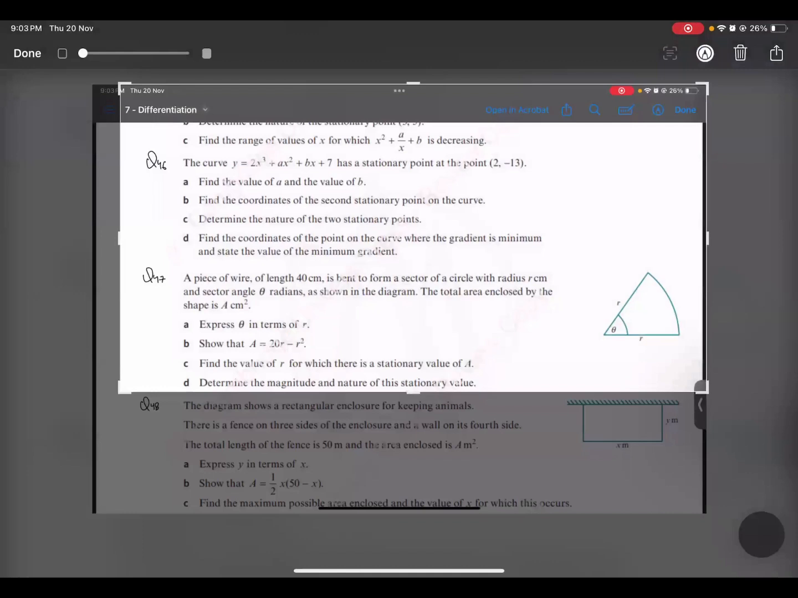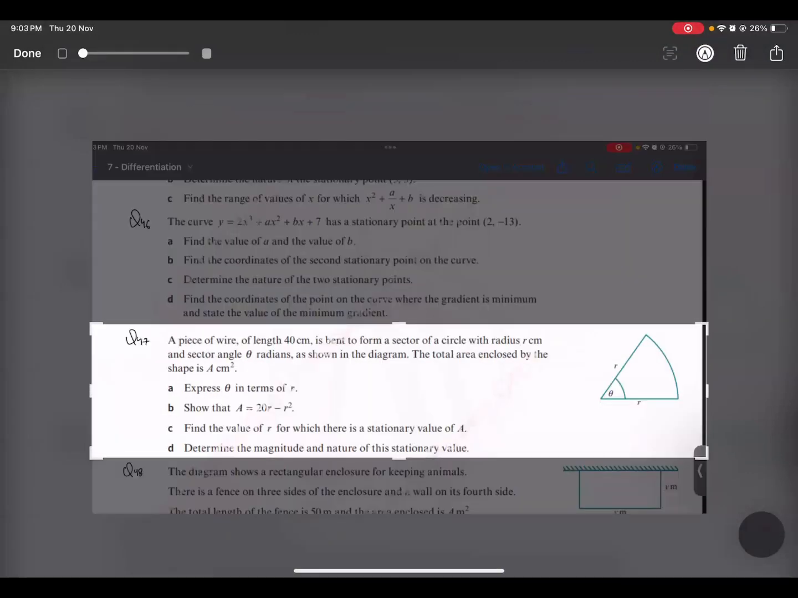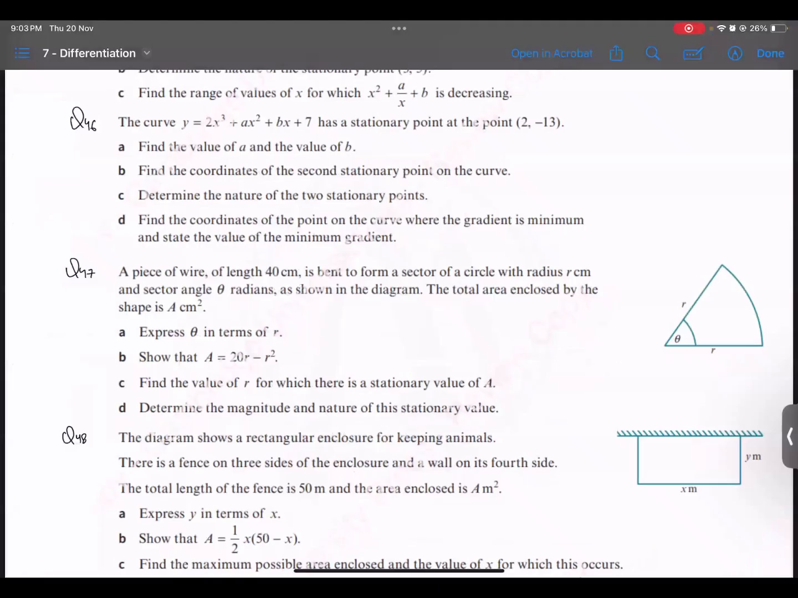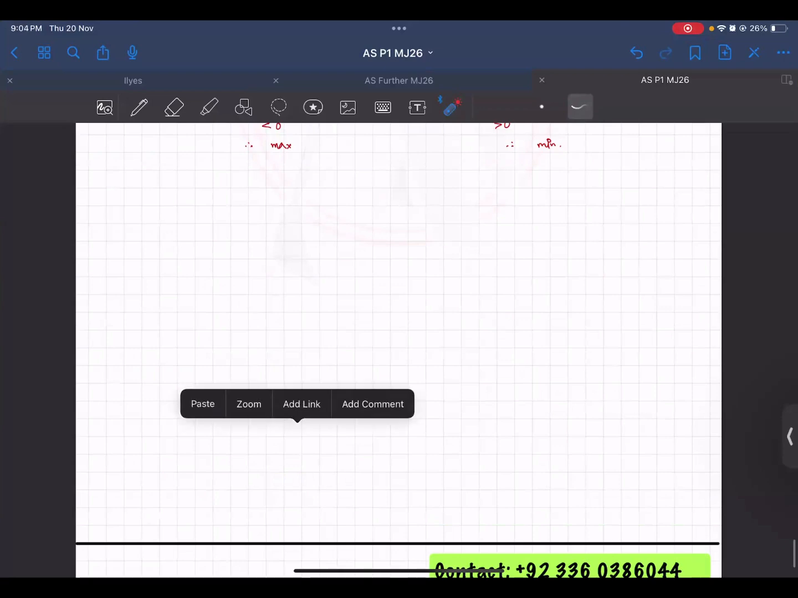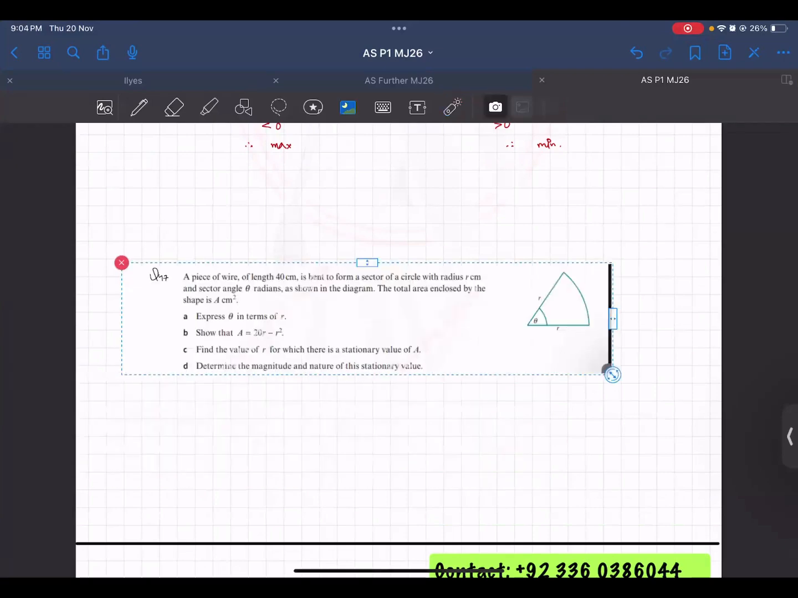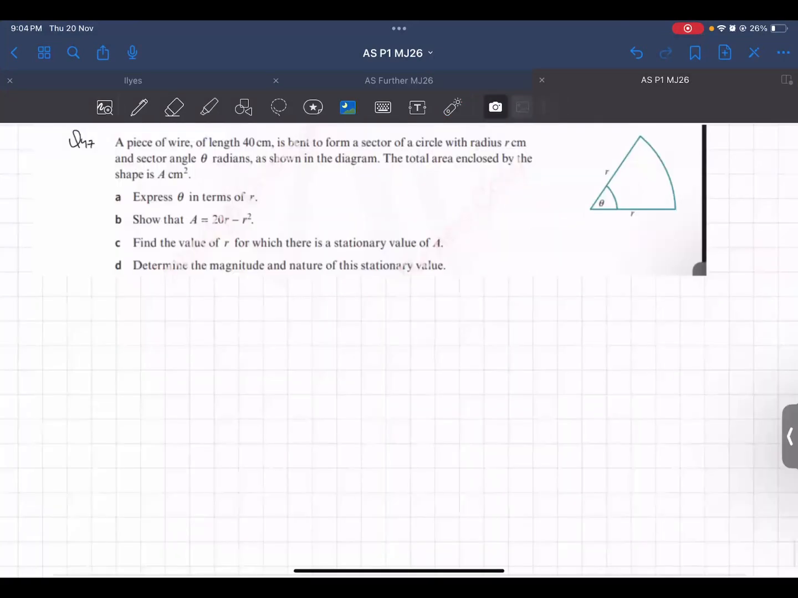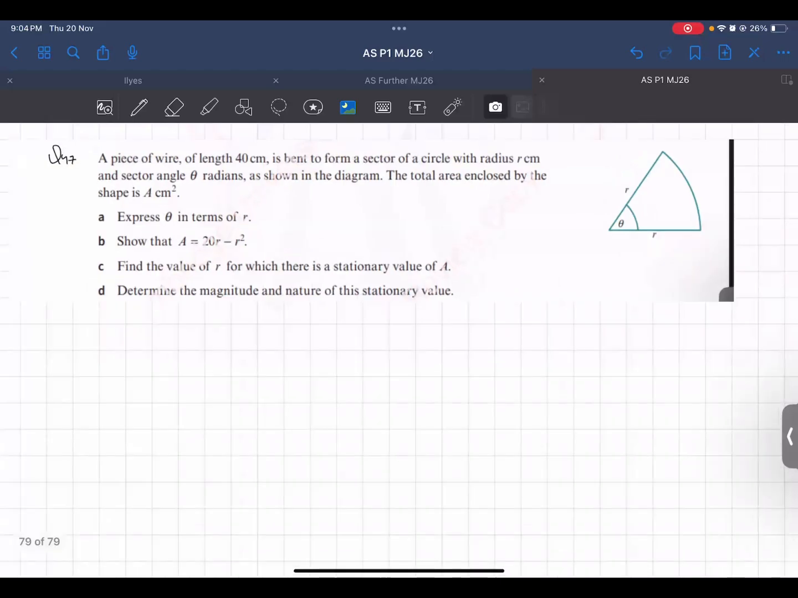This is one of the applications of differentiation. So regardless if you have the same variables x and y, or if you have any other variables, theta and r in this case, everything works the same way. If you read this question, they have given you a piece of wire of length 40, which is bent to form a sector with radius r and theta radians. The total area is A.